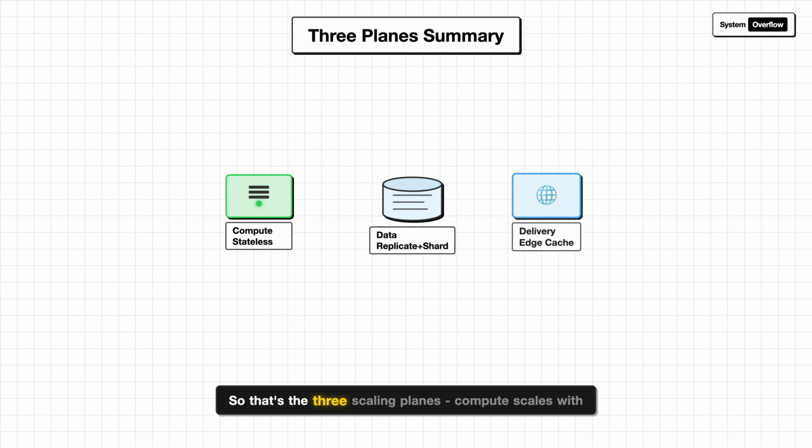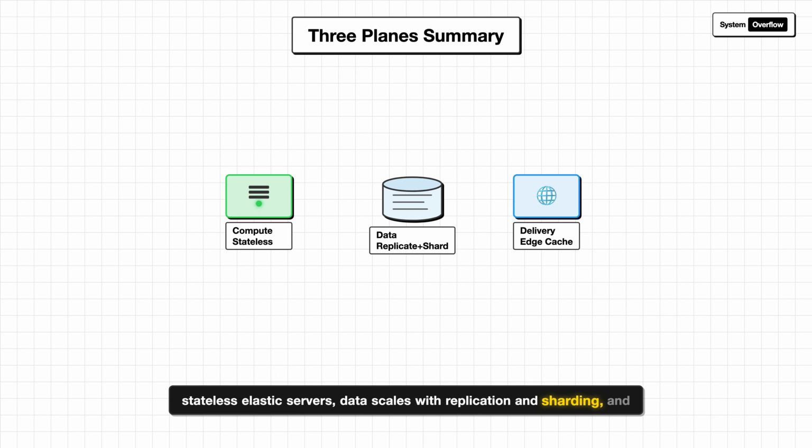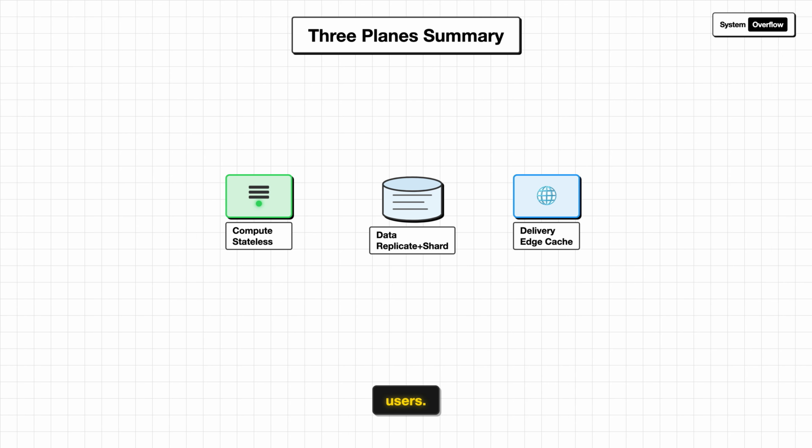So that's the 3 scaling planes. Compute scales with stateless elastic servers, data scales with replication and sharding, and delivery scales by caching at the edge closer to your users.